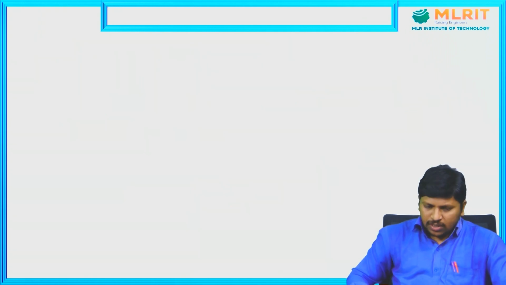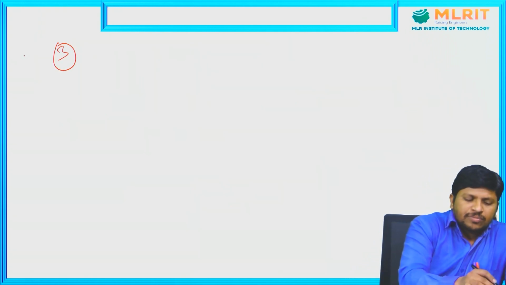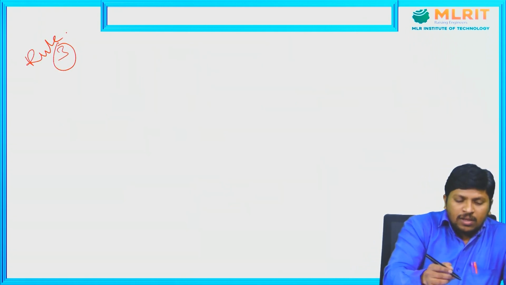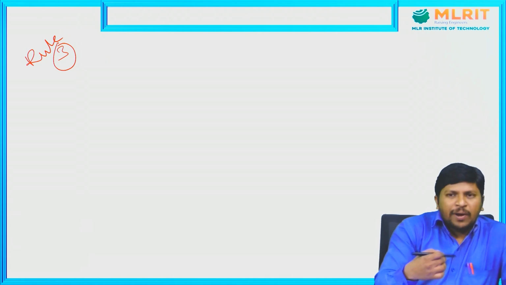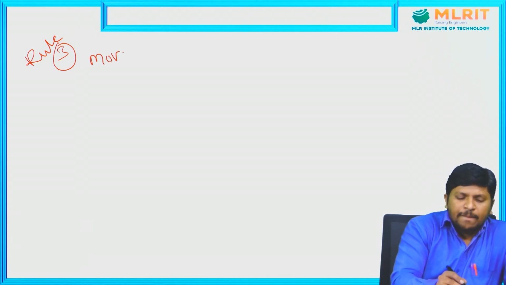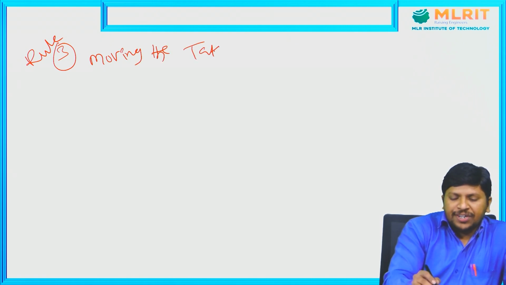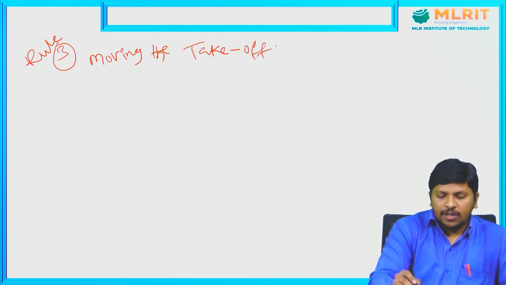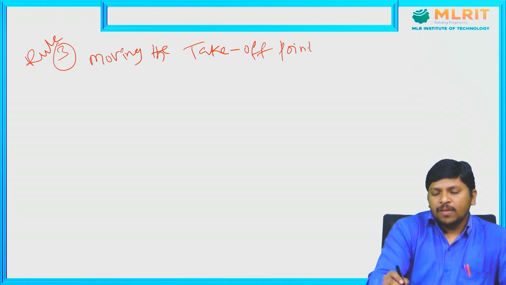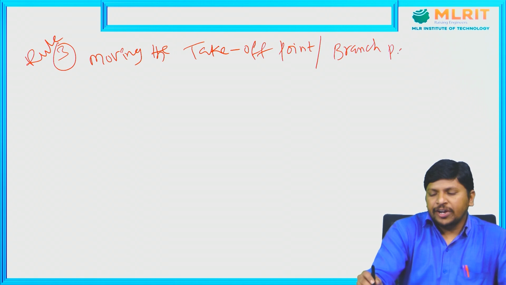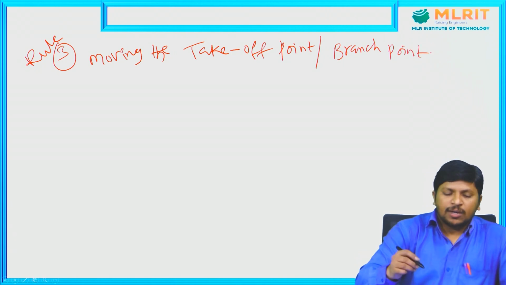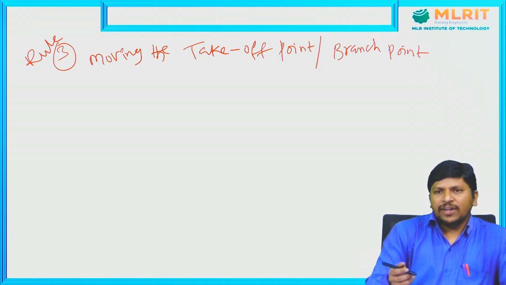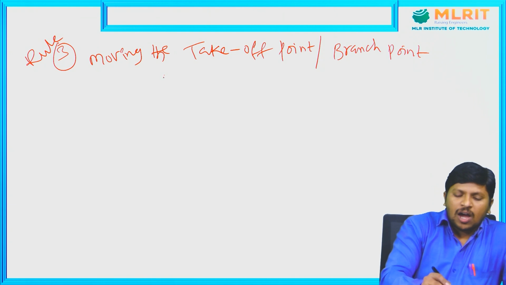Next, coming to the third rule, rule 3: take off point or branch point. We now consider moving the take off point, or branch point, after the block.